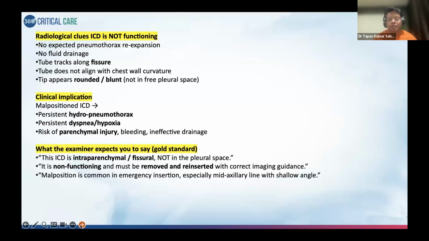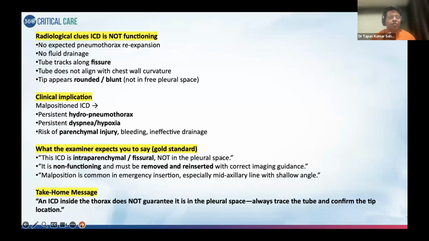So always remember that malposition is very common in emergency insertion, especially in the mid axillary line with a shallow angle. Now, take home message for this X-ray: an ICD inside the thorax doesn't guarantee it is in the pleural space. So always trace the tube, as I have given you the clue, and confirm the tip location.